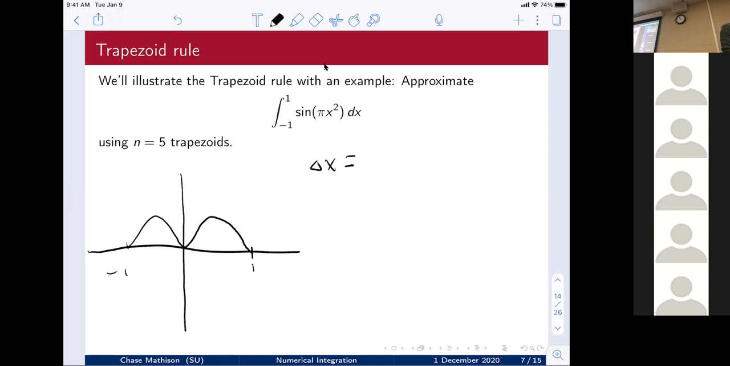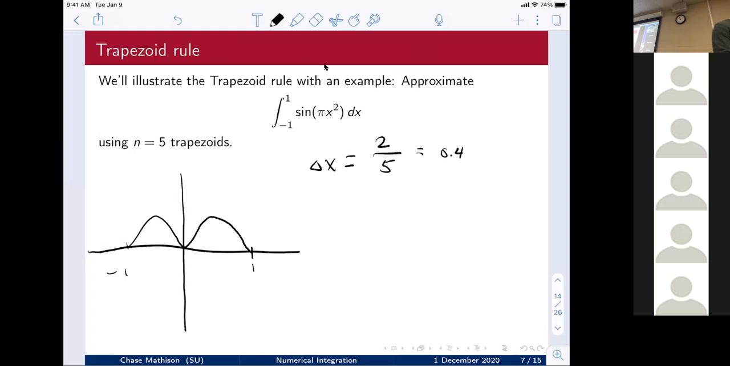Two-fifths, exactly right. The length of the interval is 2, 1 minus -1. I'm fitting 5 trapezoids into this interval. If the word trapezoid freaks you out, what would we do for rectangles? We would take 2 and divide it by the 5 rectangles we're trying to fit in. Same thing here. All these trapezoids have the same width. Okay, so delta x is 2/5, which is 0.4.